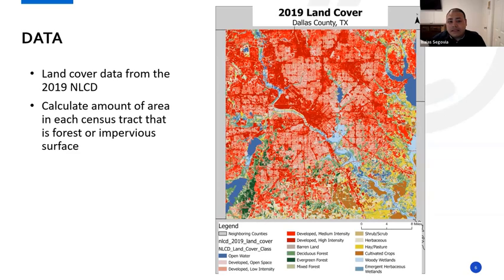This map shows the land cover for Dallas County. It came from the 2019 NLCD, and it was used to calculate the amount of area in each census tract that was impervious surface or canopy cover. The map shows that most of the area within the county that's developed is located to the north and west, while the more rural areas are located to the east and southeast of the county.